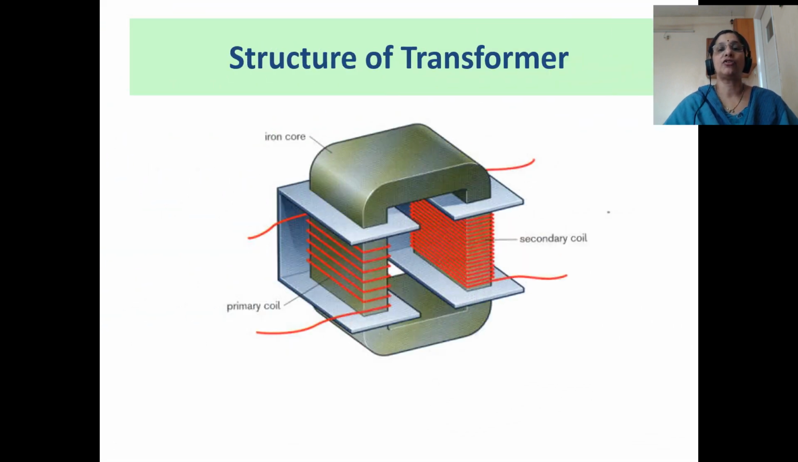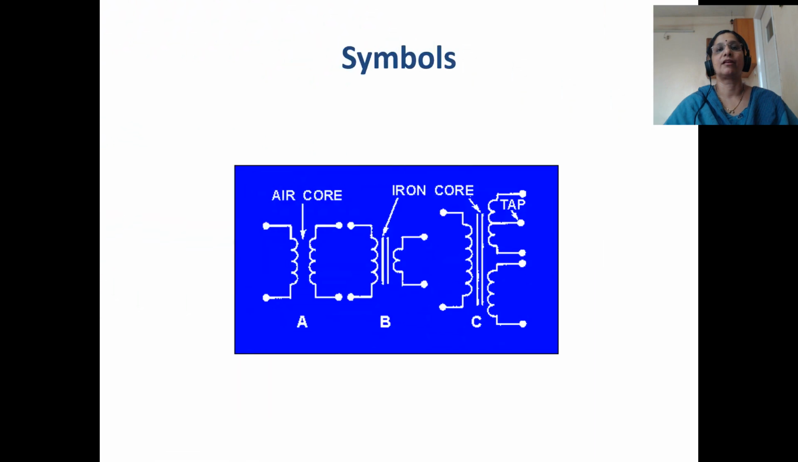This is the structure of a transformer where there are two windings. The input winding is called the primary coil and the output winding is called the secondary coil. Both these windings are made on the opposite sides of an iron core. Depending on the material in the core, there can be air core or iron core inductors. The symbols can be different.